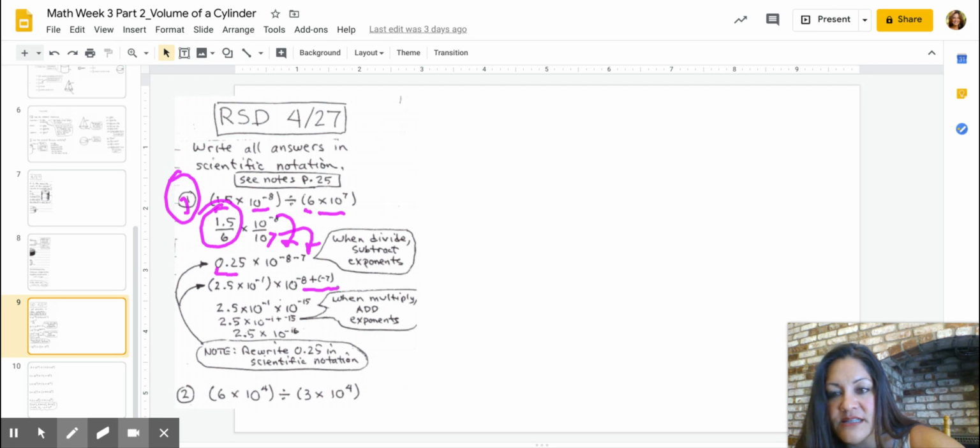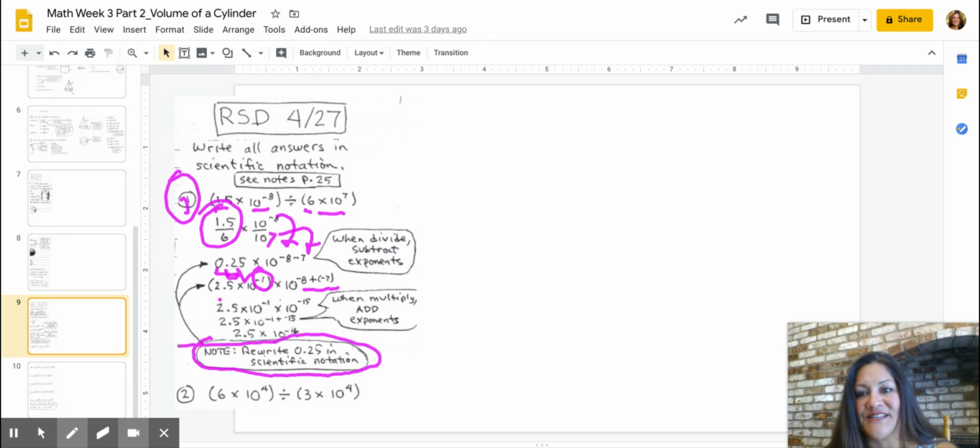And we want to move this decimal over once because remember, for scientific notation, this first number has to be between 1 and 10. So bigger than 1, less than 10. So we're going to make it a 2.5. Since we moved it once to the right, that means we take away 1 up here with the 10. Combine those all, and we rewrite 0.25 in scientific notation, and that gives us the answer, 2.5 times 10 to the negative 16th.